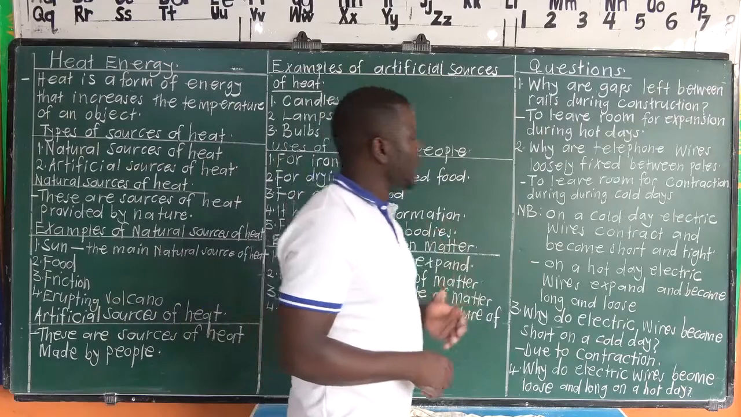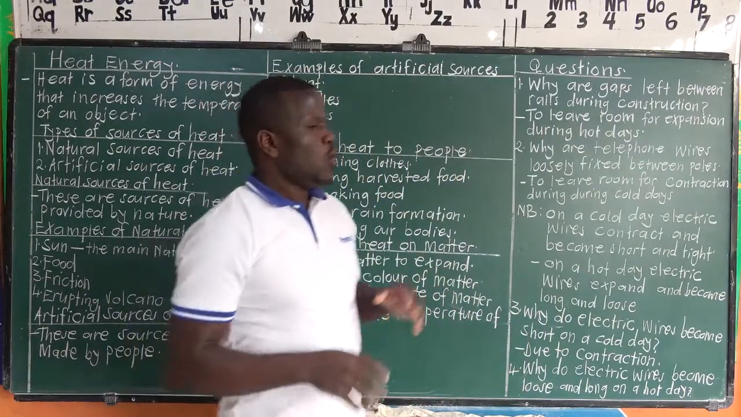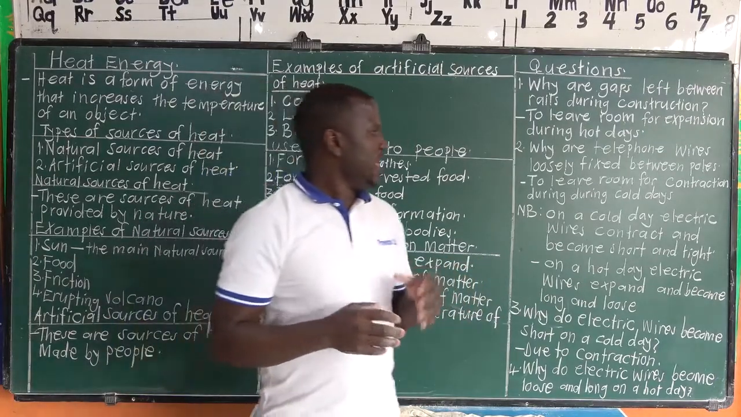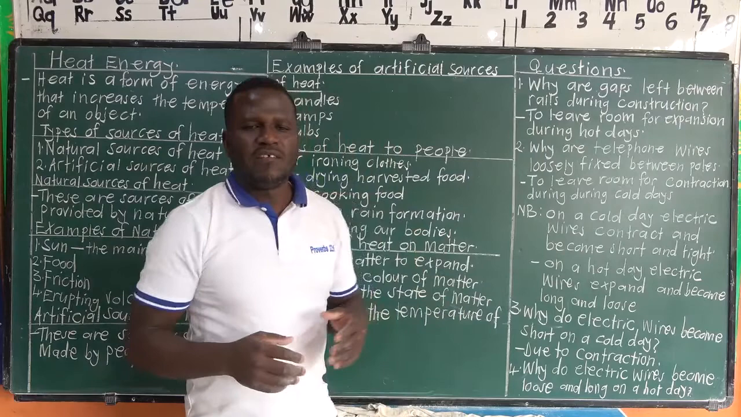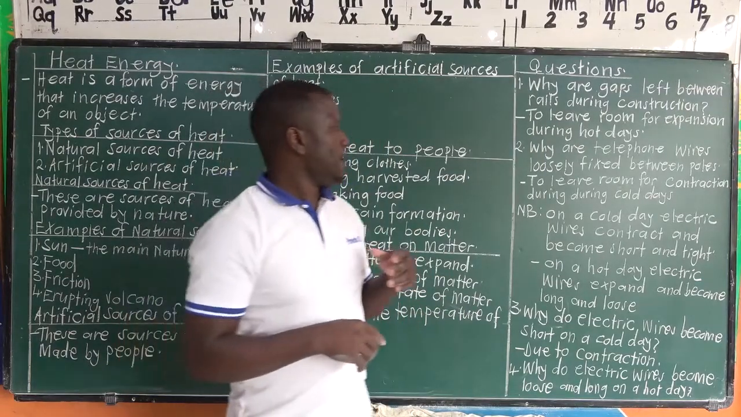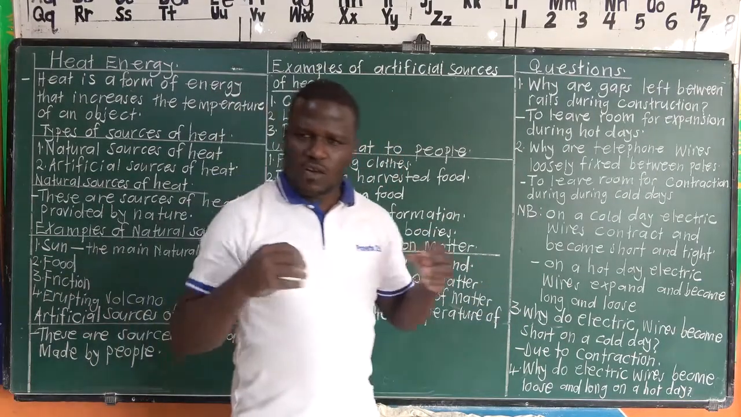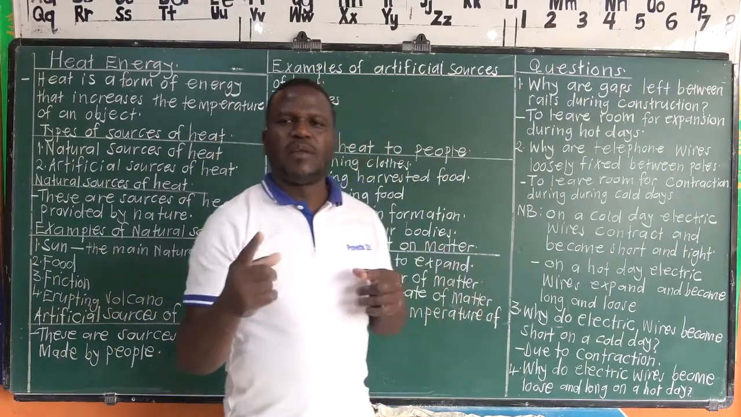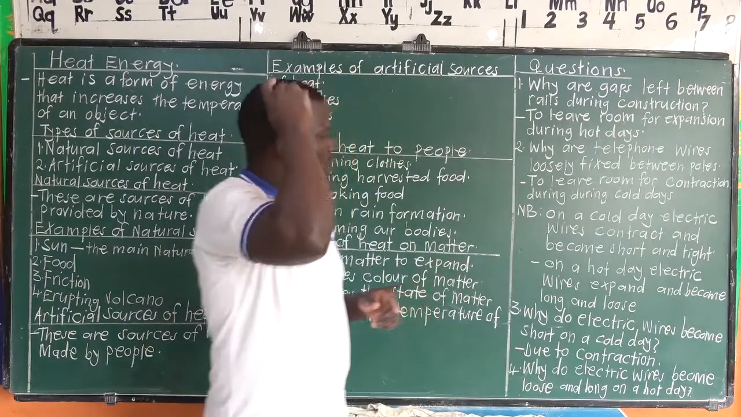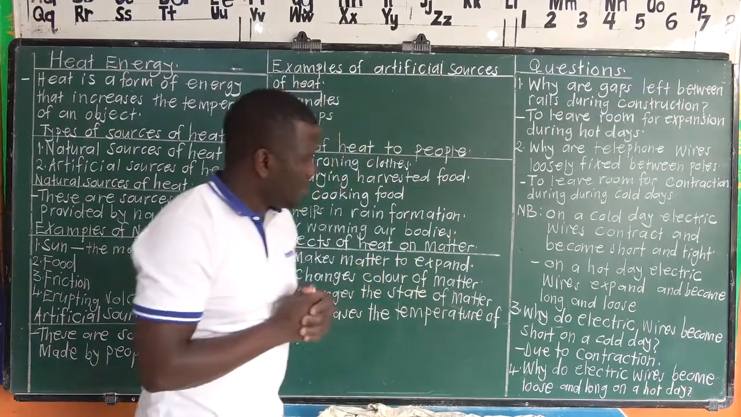So during cold days, contraction takes place. When electric wires are being fixed between poles, they are fixed loosely. They are fixed when they are sagging, such that when it is cold and contraction takes place, they don't break. That's why we are saying it leaves room for contraction during cold days. And B, something to note.